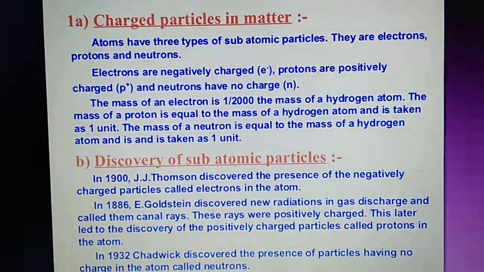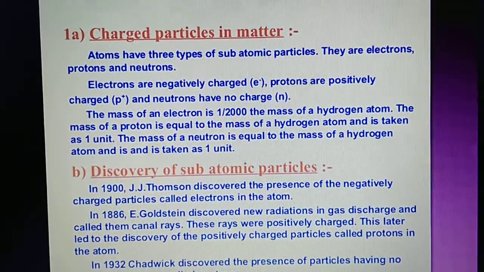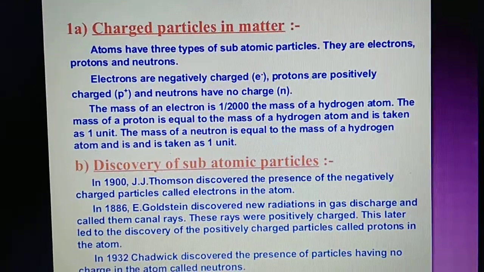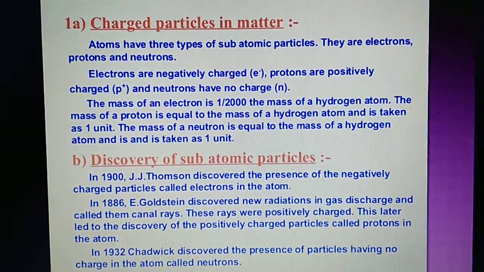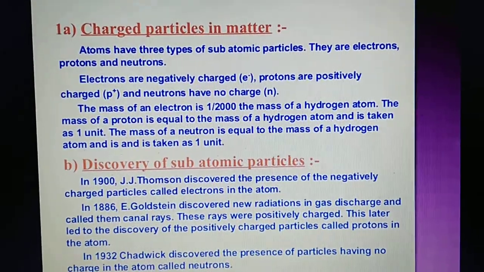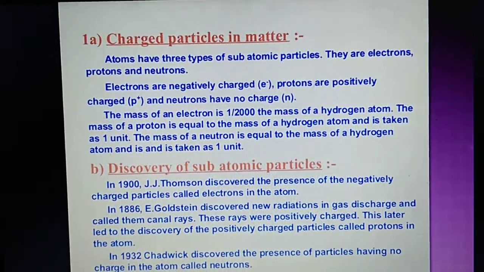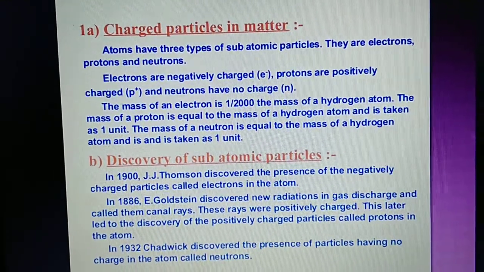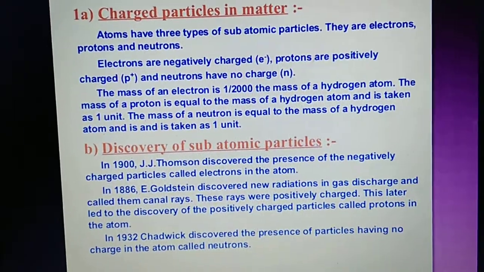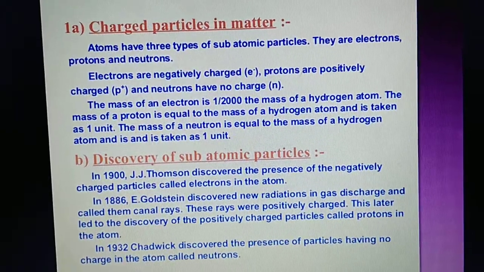Electrons are negatively charged, represented by small e to the power minus. Protons are positively charged, represented by small p to the power plus, and neutrons have basically no charge and are represented as small n. The mass of an electron is 1 upon 2000 the mass of a hydrogen atom. The mass of a proton is equal to the mass of a hydrogen atom and it is taken as 1 unit, that is small u. The mass of a neutron is also equal to the mass of a hydrogen atom, taken as 1 unit.